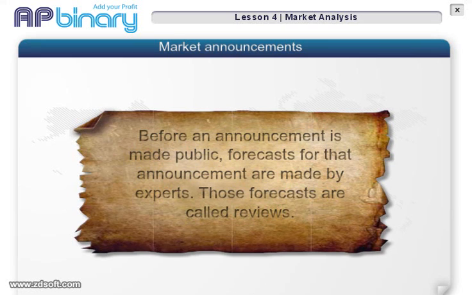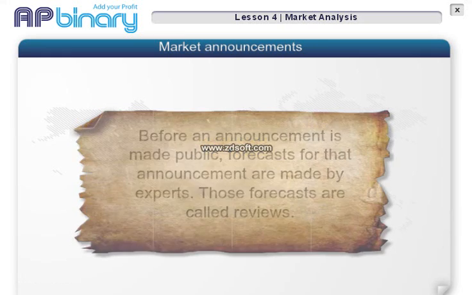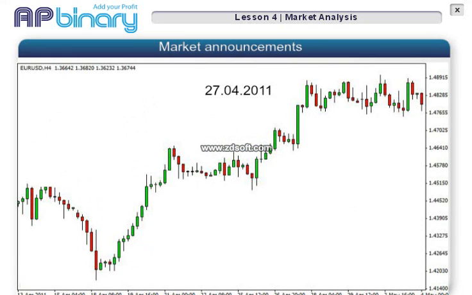The following is an example which illustrates the effect such an announcement can have on the market. On April 27, 2011, an announcement was made regarding a decision taken for the interest rate in the USA. The forecast predicted a reduction of 0.25%, but in reality, the interest rate remained the same. This resulted in support for the US dollar, as can be seen with the asset's rise in value on the chart.